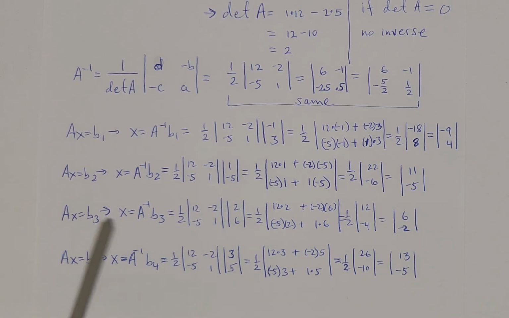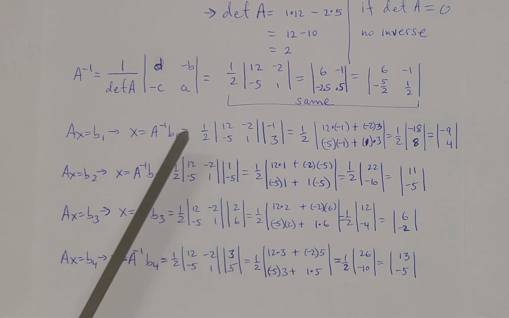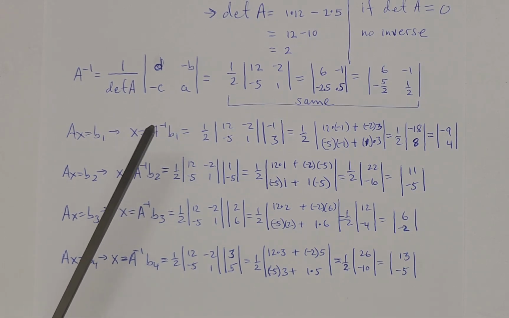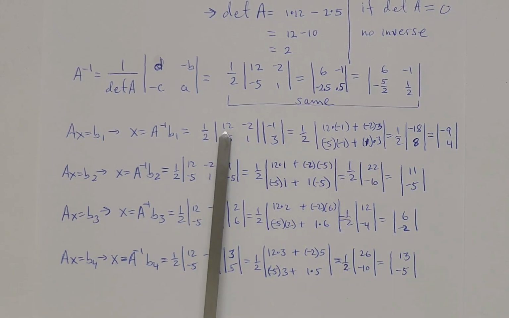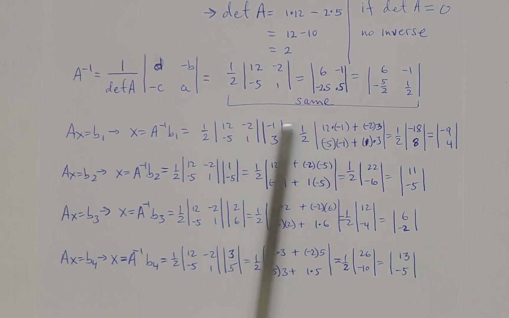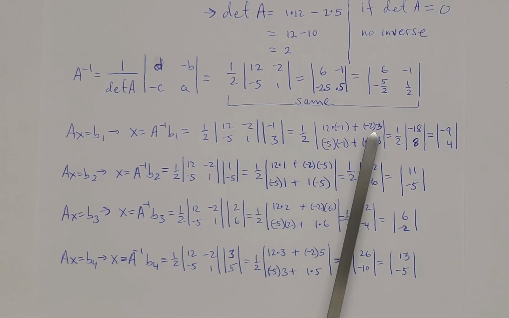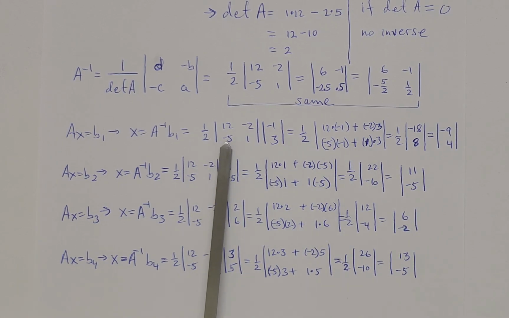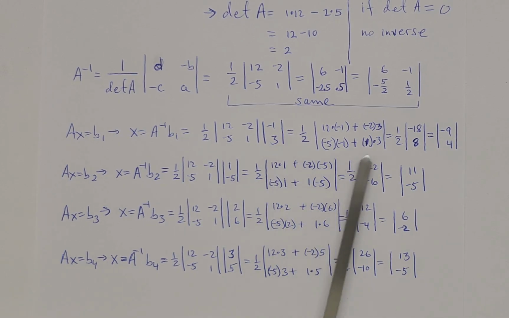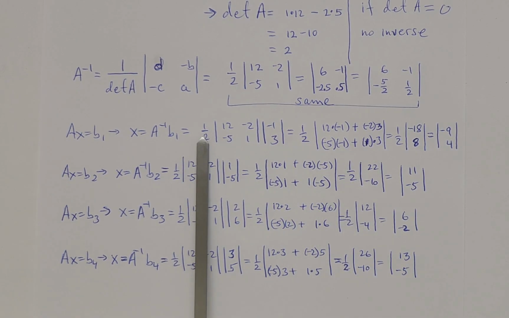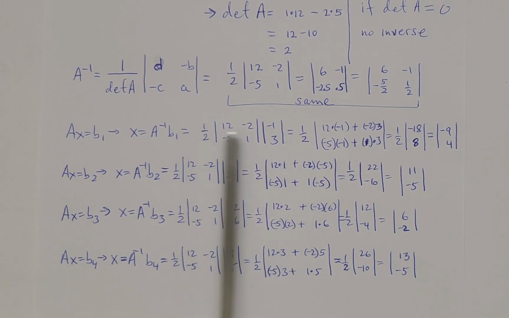If you remember multiplying matrices, make sure the inside dimensions are the same. First row, first column, which is here. Second row, first column, which is here. So 12 times -1 plus -2 times 3. Next, -5 times -1, and 1 times 3. And don't forget the 1 over 2, bring it along.